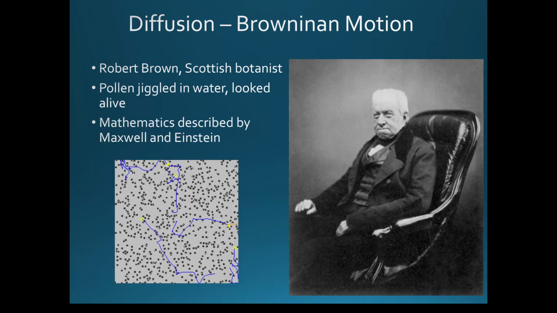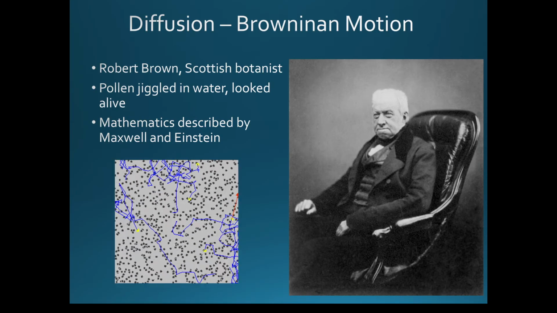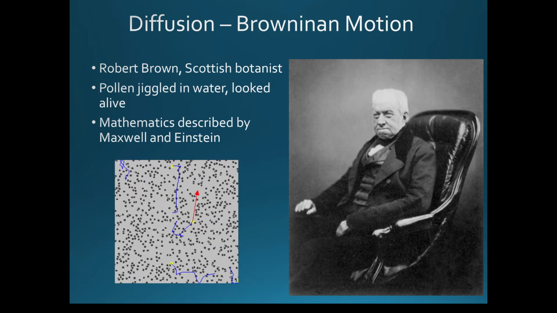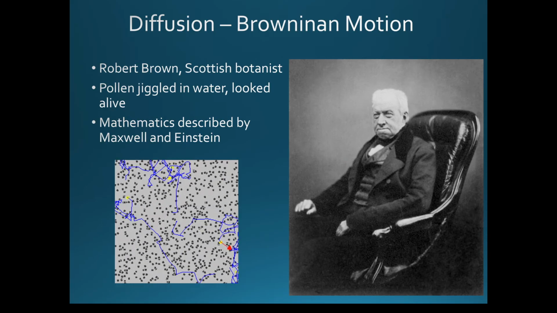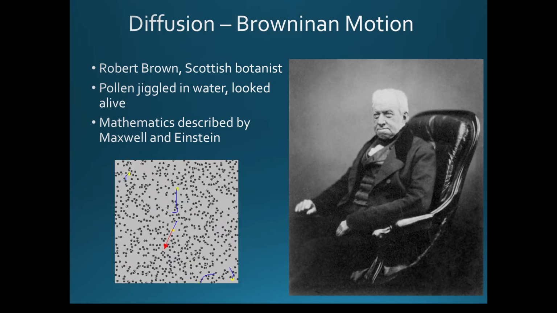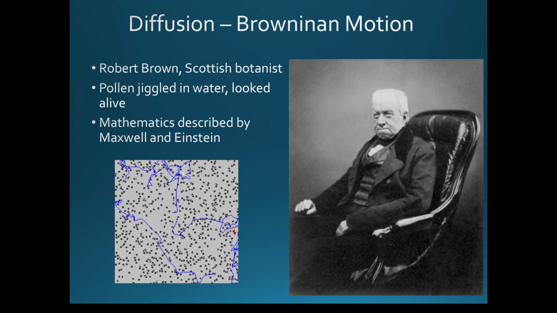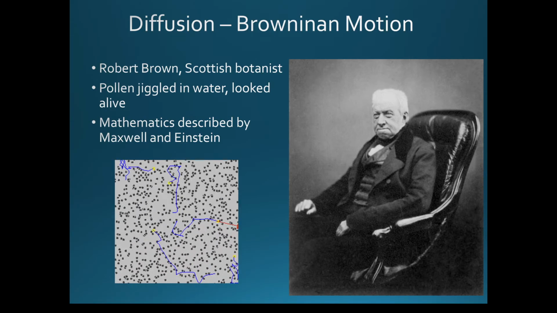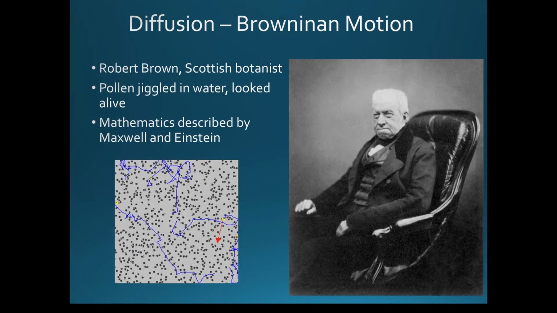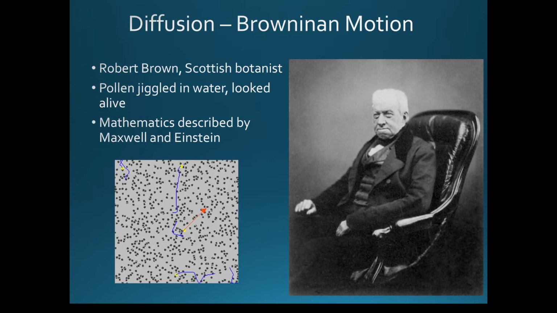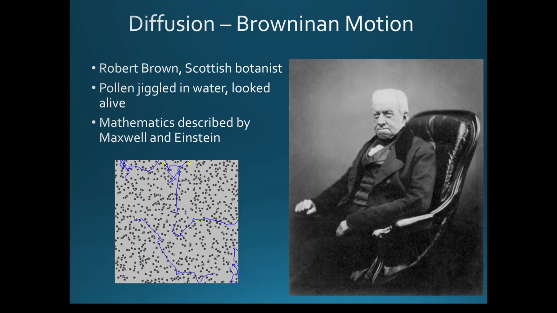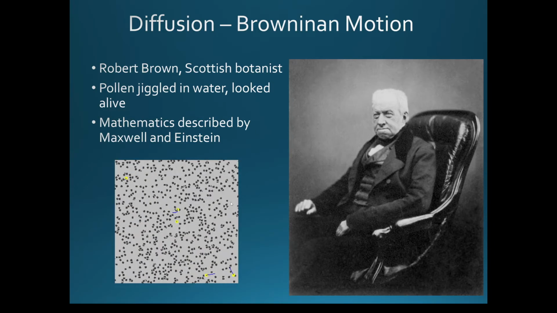But then James Clerk Maxwell and Albert Einstein described the process mathematically. Einstein's description was published as part of what some people call his miracle year in 1905. Einstein published 4 groundbreaking papers: one on the photoelectric effect, one describing the relationship between energy and matter, E equals mc squared, one describing special relativity, and one describing Brownian motion. His other ones, special relativity and E equals mc squared, get more attention, but that same year Einstein published a mathematical description of this type of motion.